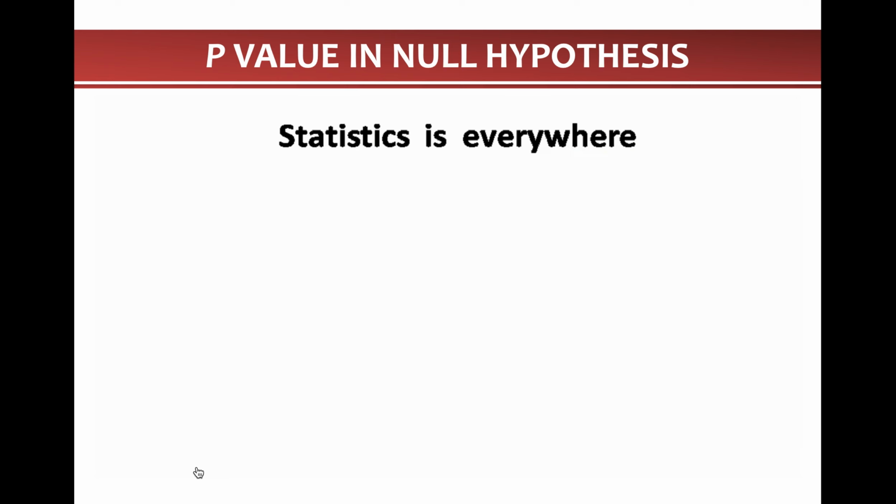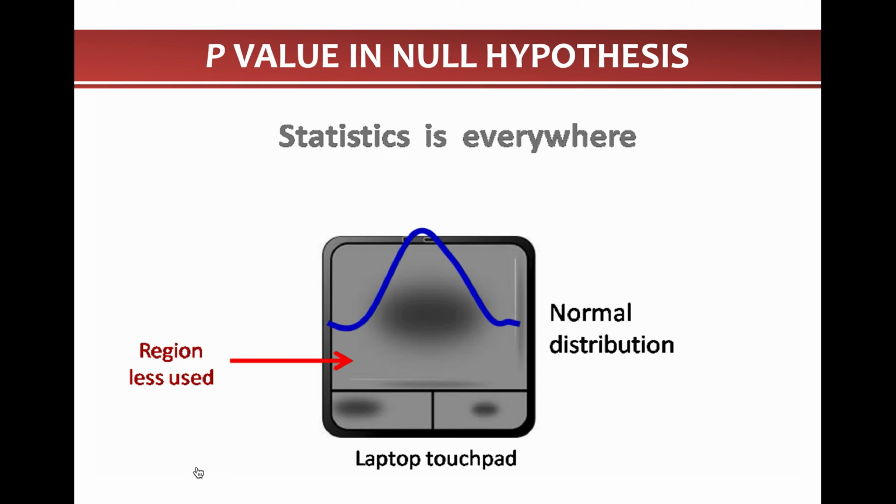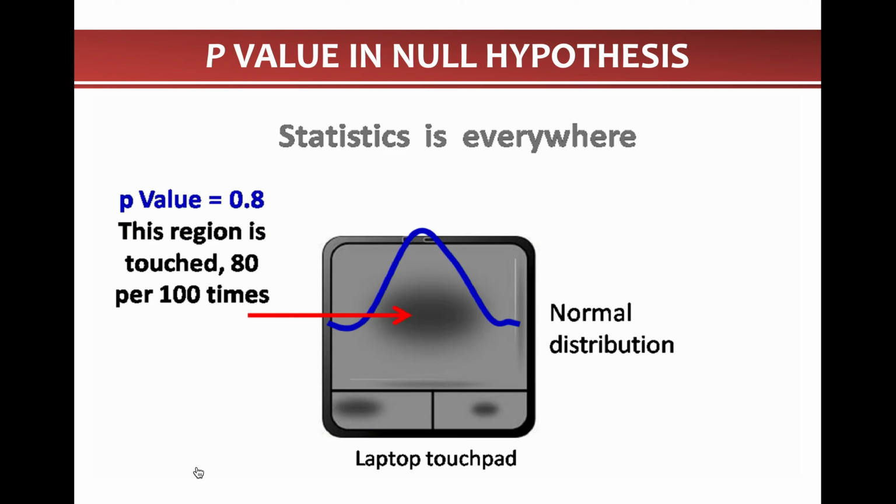Statistics is everywhere. If you see this touchpad carefully, what you see is a normal bell-shaped curve. Let's say the p-value in this region is 0.01. This means I touch over here 1 in 100 times. Let's say the p-value in this region is 0.8. This means 80 out of 100 times I'm going to touch in this region.